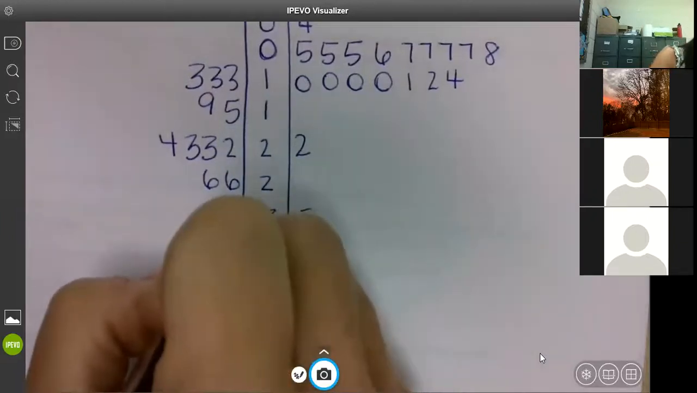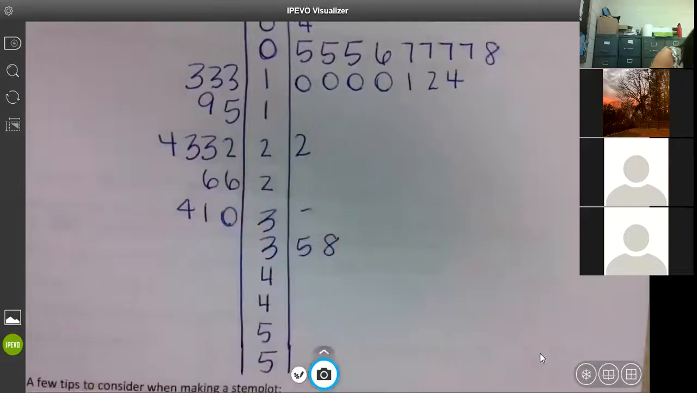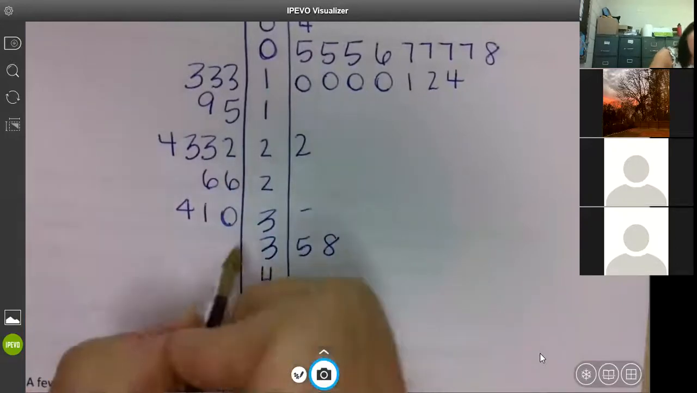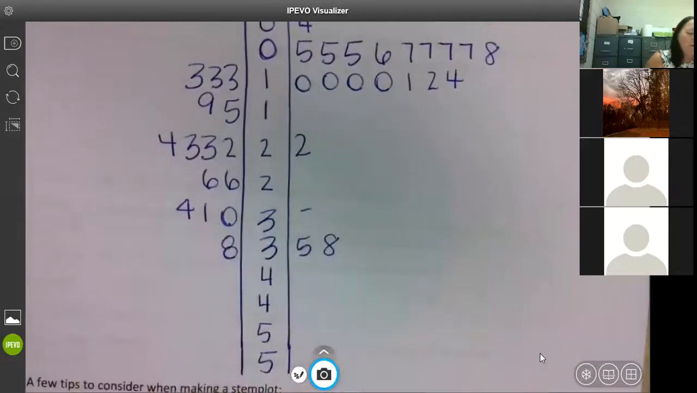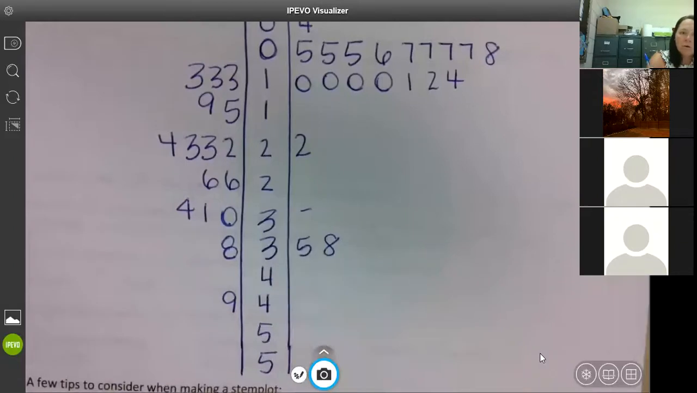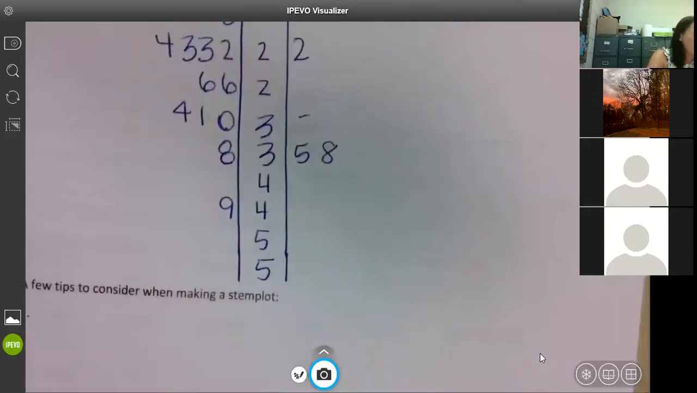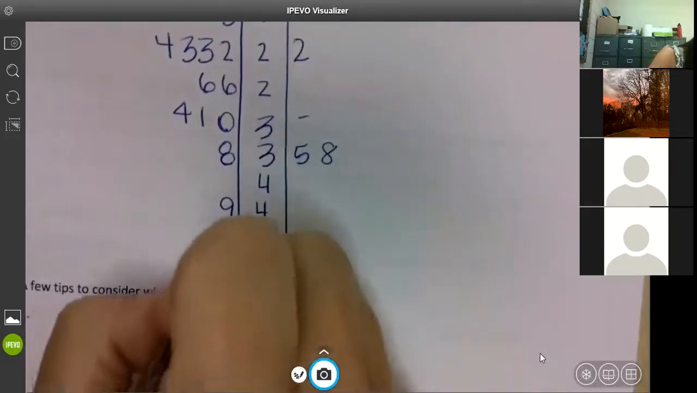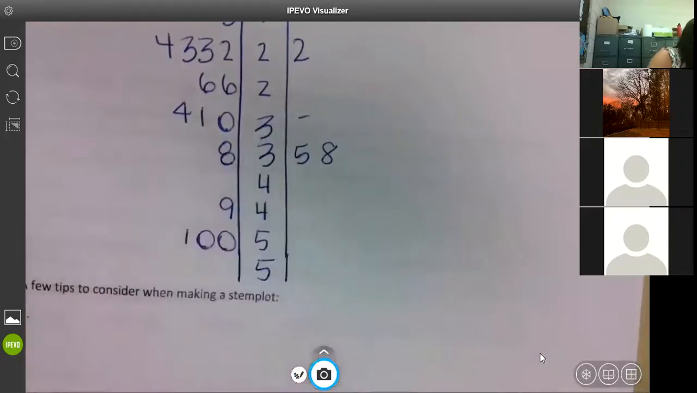They had a 30, a 31, and a 34. They had a 38. They had a 49, so nothing 40 to 44. They had 2 50s and a 51 and a 57. It's just showing you a back-to-back stem plot.